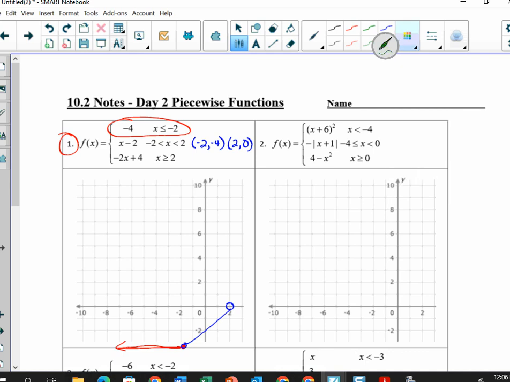Third piece. The endpoint is when x is 2. So when I plug in a 2, what do I get? 0. And that one's filled in. Sure. What do I get when I plug in 3? Okay. And then you connect them. Arrow on the end because that one goes forever. How'd we do? Walking around, it looked like it went pretty well for most. So, we okay?